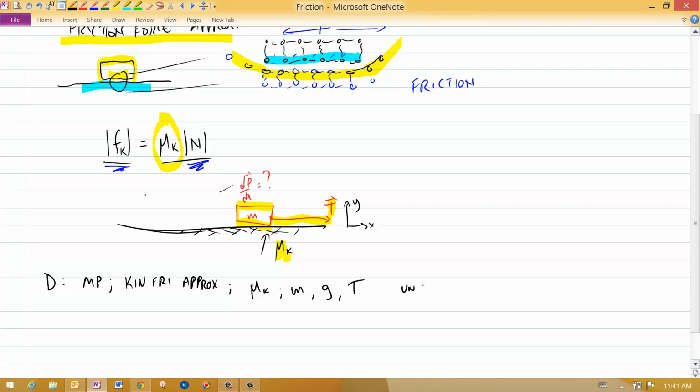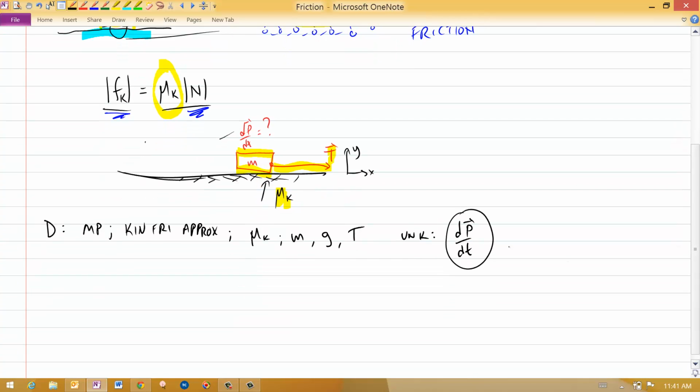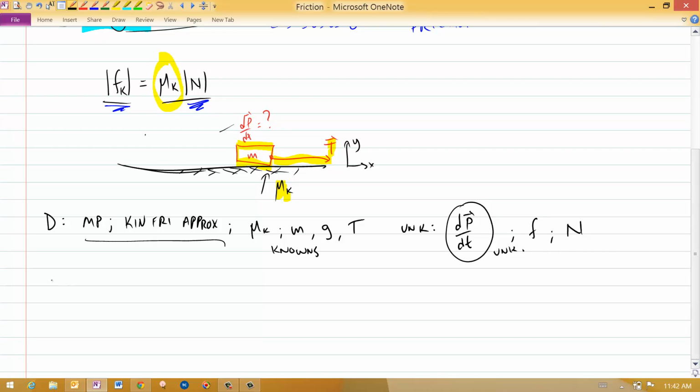The unknowns, dp/dt. I do not know the rate at which the momentum of this object is changing, and I'll just give that a circle. So now I've got a target, I've got a plan, I've got a list of the knowns and the unknowns. There's one more unknown in there, so let's put some more unknowns that I don't have in the statement of the problem. I don't have the friction force, I don't have the normal force. So let's see how far we get.